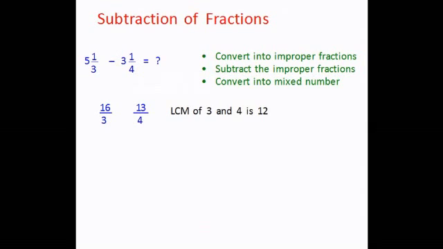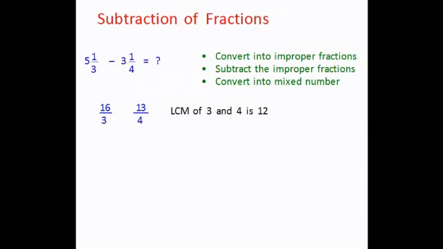In case of the second mixed number, we multiply 3 and 4. 3 4s are 12. Add the numerator, which is 1. 12 plus 1 is 13. 13 over 4 is the improper fraction. Now 16 over 3 and 13 over 4, when we look at these two fractions, we know that these are unlike fractions. So we have to find the LCM of their denominators, which are 3 and 4. So the LCM is 12. 3 4s are 12.